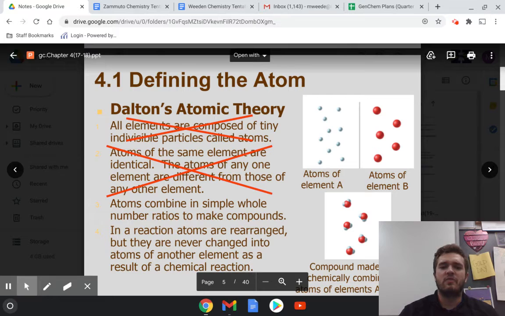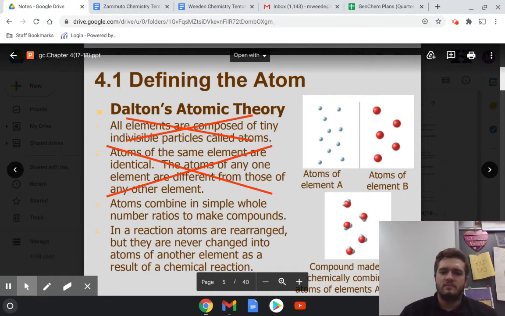The first part of his theory explains that all elements are composed of tiny, indivisible particles called atoms. This was later debunked because if we take a closer look at atoms, they are divisible. They're made up of protons, neutrons, and electrons, okay? So it's not like the atoms are one core thing. What we see is that, no, they are divisible in some way. They are made up of other things.